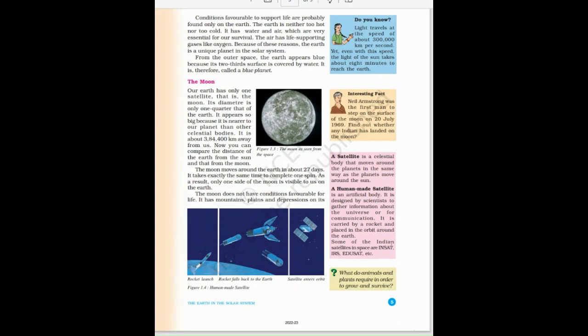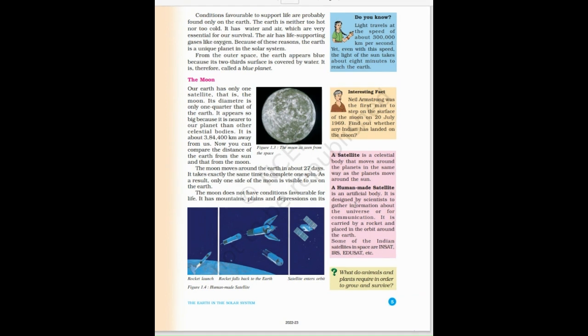Now the question occurs, what is a satellite? A satellite is a celestial body that moves around a planet in the same way the planets move around the sun. There are two types of satellites. One is a natural satellite like the moon, and the other is a human-made satellite, designed by scientists to gather information about the universe and for communication. Some of the Indian satellites are INSAT, IRS, and EduSat.